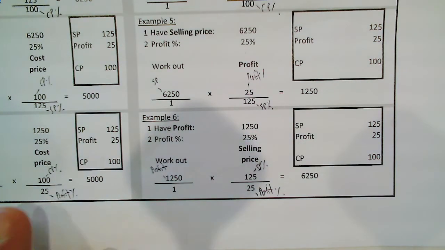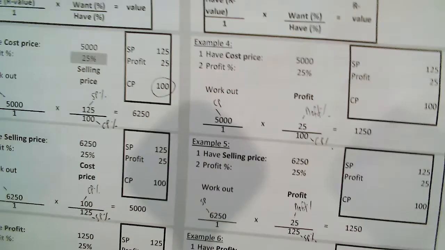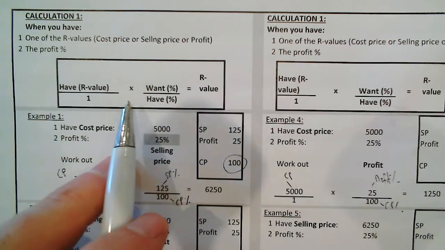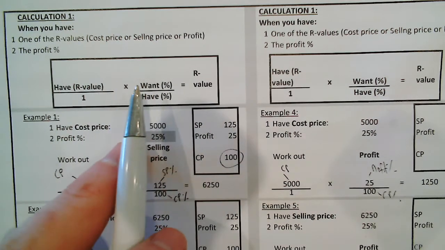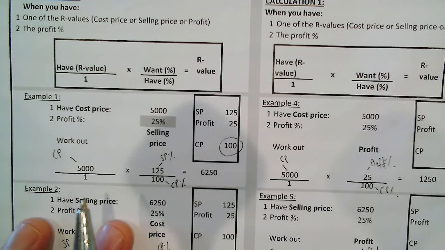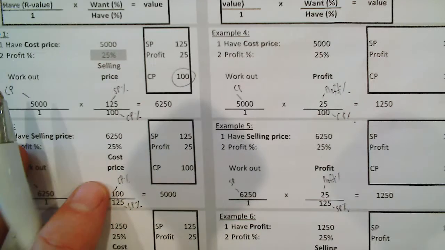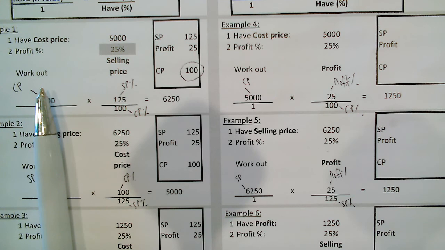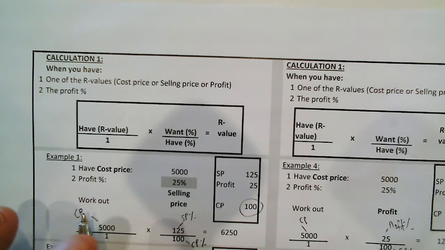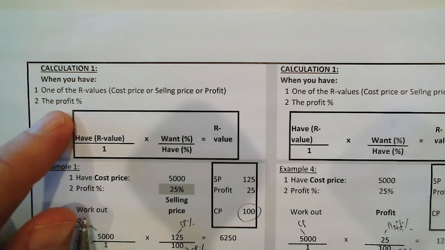Can you see it works the same way all the way through for all of them? You just use the one formula, the one way of doing it, and then you can work from any one of the three variables to any one of the other three variables. Okay, so that was example number 1, when you have one of the rand values and you have the profit percentage.